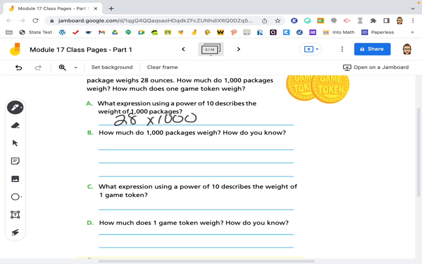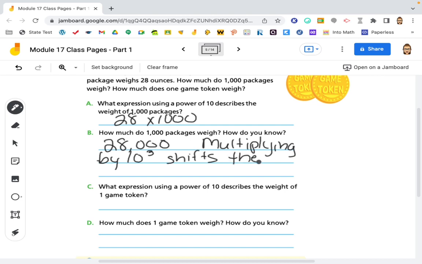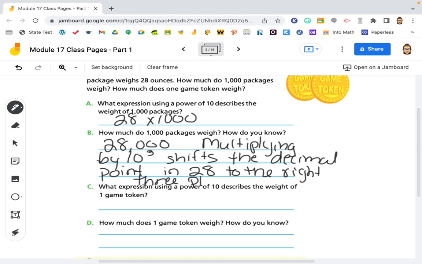So, how much do 1,000 packages weigh, and how do you know? Well, 28 times 1,000 would be 28,000. Multiplying by 10 to the third shifts the decimal point in 28 to the right 3 places.